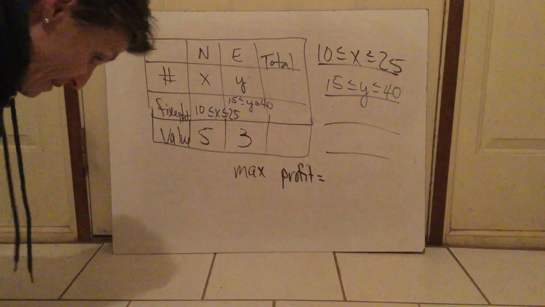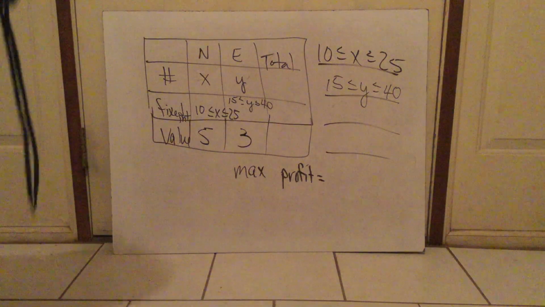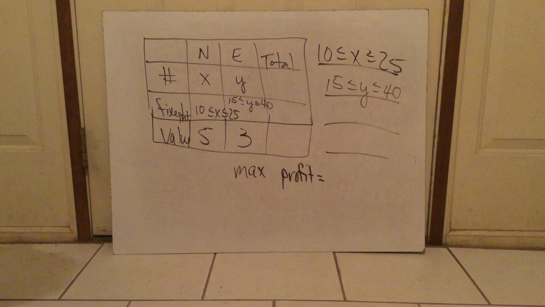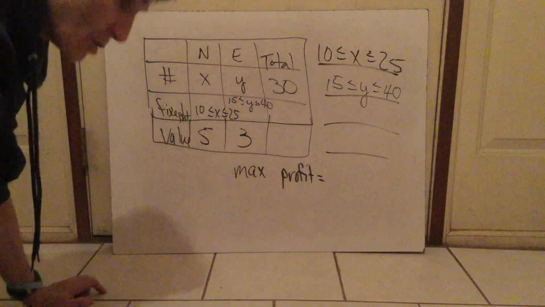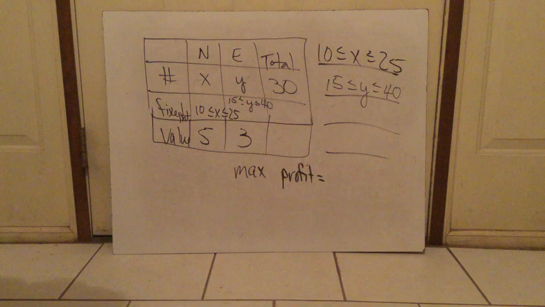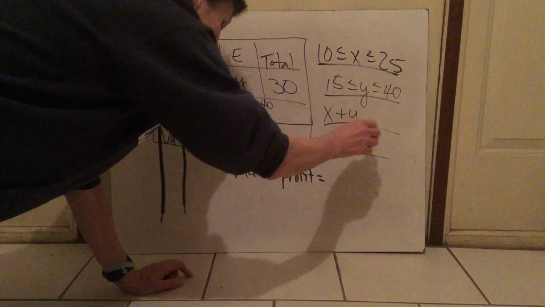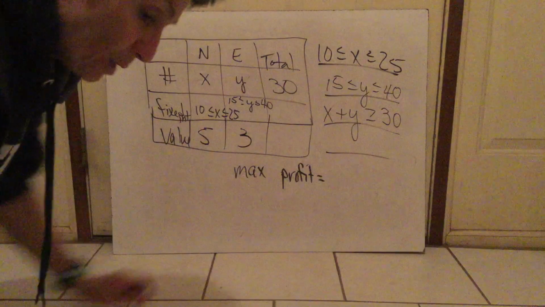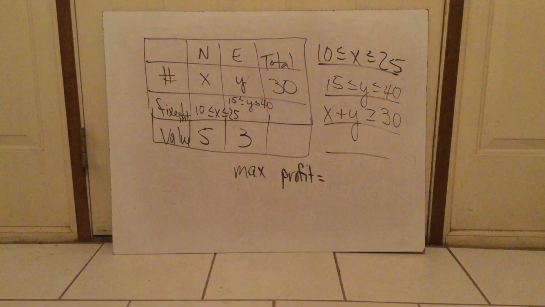It also tells me that I have to sell at least 30 pieces of jewelry. Now, kids, what does at least 30 mean? Okay, so this is the total. 30 is going to be the total. But at least 30 means X plus Y has to be greater than or equal to 30. At least 30 means you're making 30 or more.